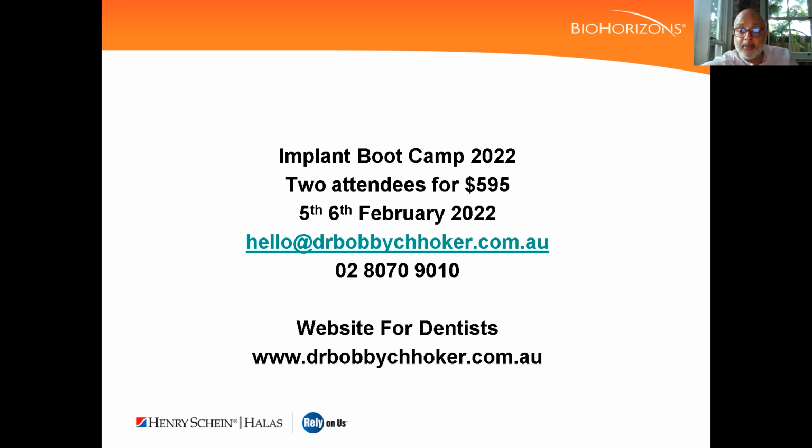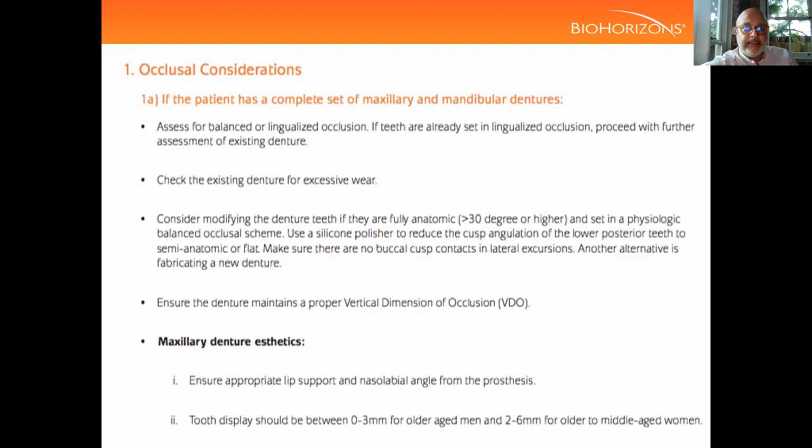As I said, I've been asked a few questions about talking about occlusion. We'll go back to a bit of the occlusion part within this, but I will ad-lib over what is there to tell you what I tend to do and what are some of the basic principles. So the occlusive consideration, this is if a patient has maxillary dentures, but we're going to go into why if they don't. So here they are basically assessing for balanced lingualized occlusion.